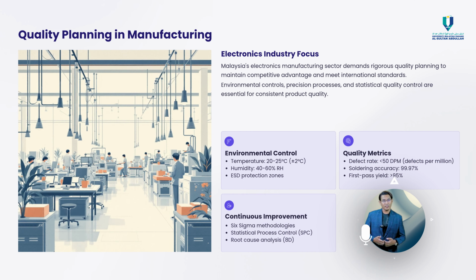Now, in manufacturing, especially in electronics, a quality plan is crucial for controlling variables like temperature, humidity, and electrostatic discharge in clean room environments. Quality metrics could involve defect rates per batch or the accuracy of soldering processes. Now, these examples show that while the details differ, the principles of quality planning are universally applicable.